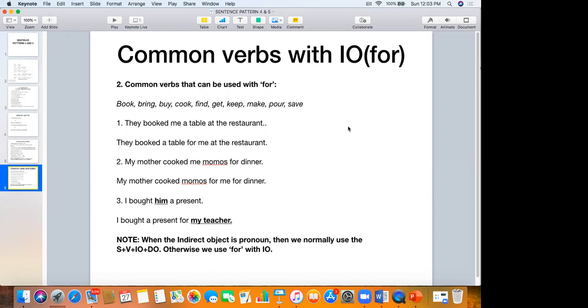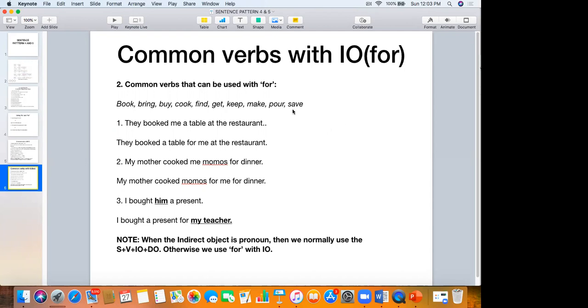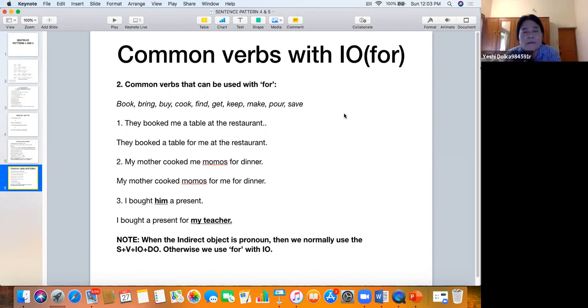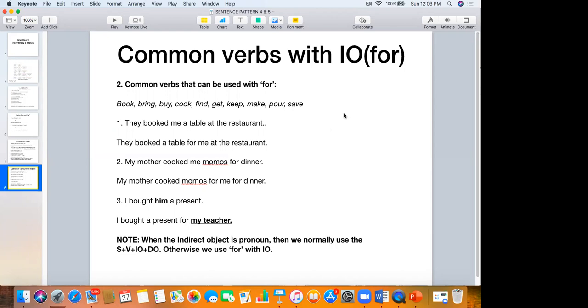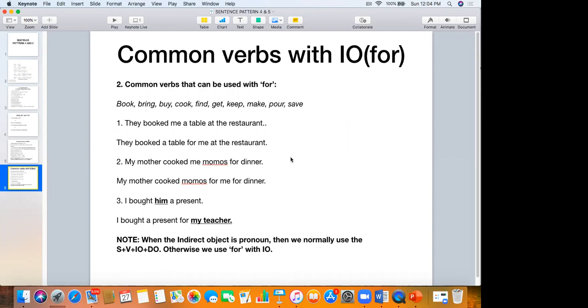They book me a table at the restaurant. I cook my friends momos. I cook momos for my friends. Okay. Then it's not in this pattern. It's a different one. Okay.